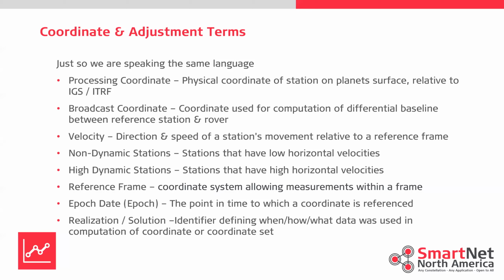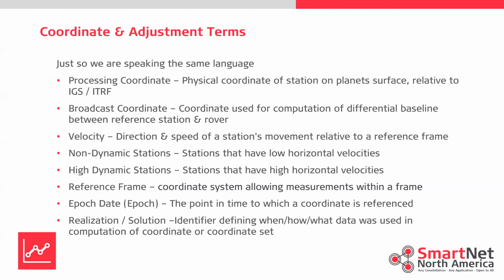Reference frame is just a coordinate system that allows measurements within a frame. So this would be NAD 83, ITRF, IGS. Those are the types of reference frames that we're going to be talking about today. Epoch date, the epoch, is the point in time to which a coordinate is referenced, not necessarily a point in time to which it is adjusted, but when it's referenced to. So here in the US, it's NAD 83, NA 2011, epoch 2010. So the point in time that the coordinates are referenced to is January 1st, 2010.